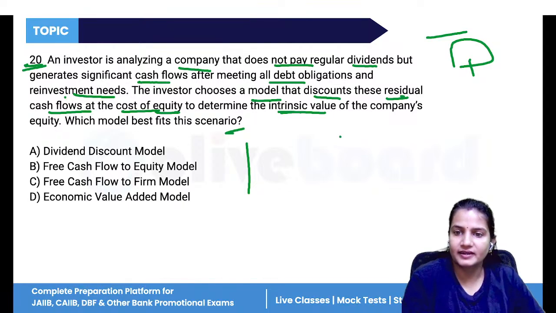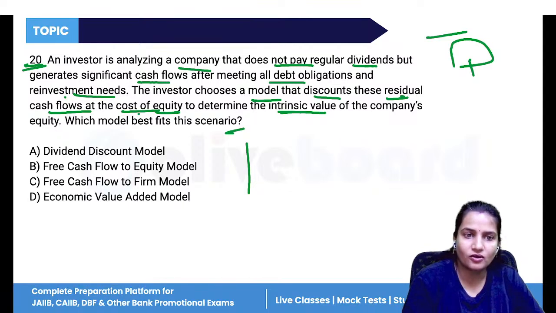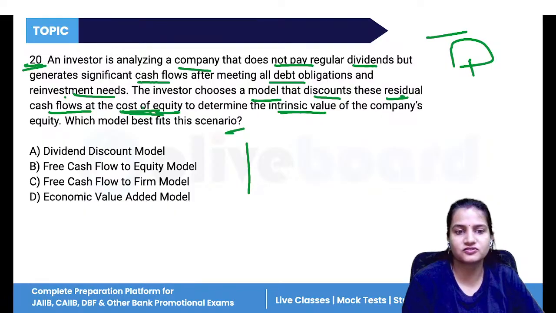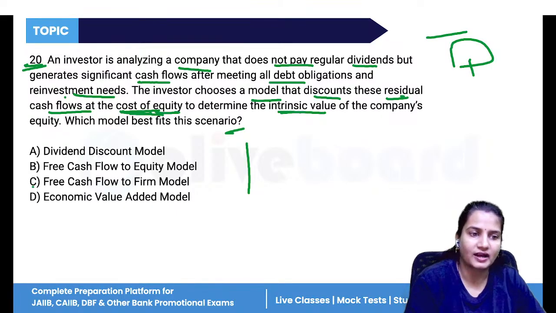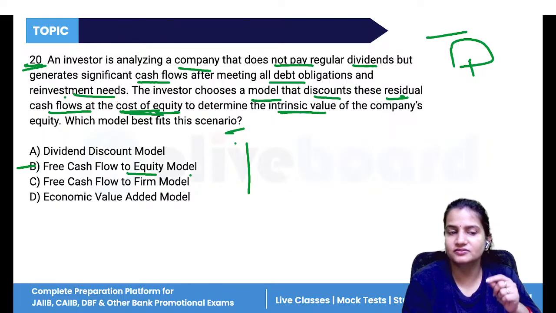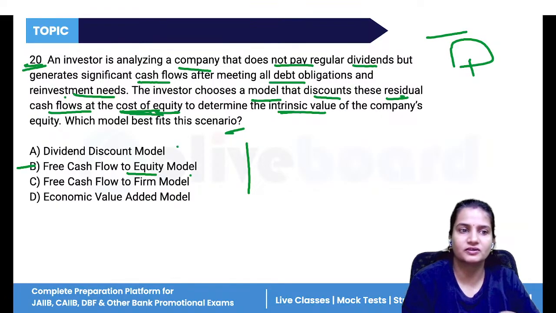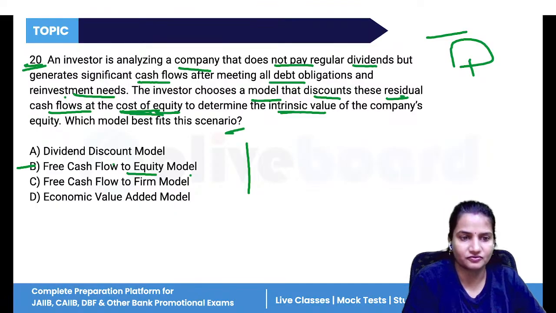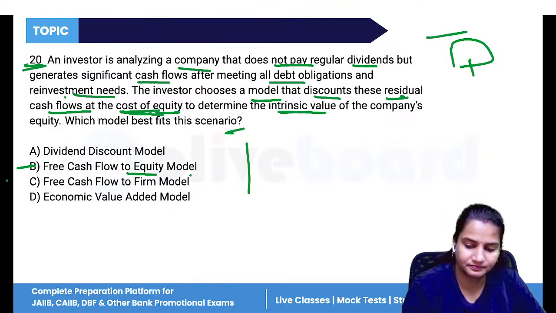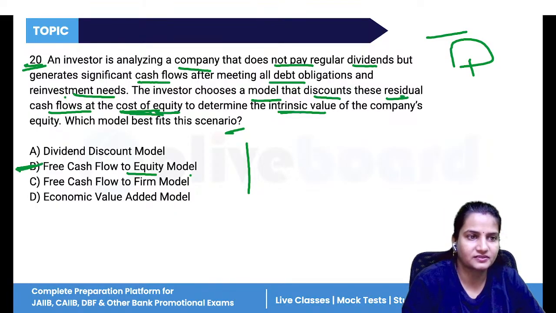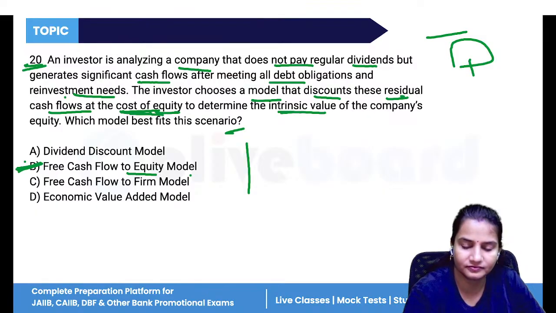So if we are discounting the residual value at the cost of equity, we will use the cost of equity model. So that is the free cash flow to equity model. Why? Because we are finding the intrinsic value for the company's equity shareholders with that residual cash flow. So the free cash flow to equity model. So option B is the correct answer, right?